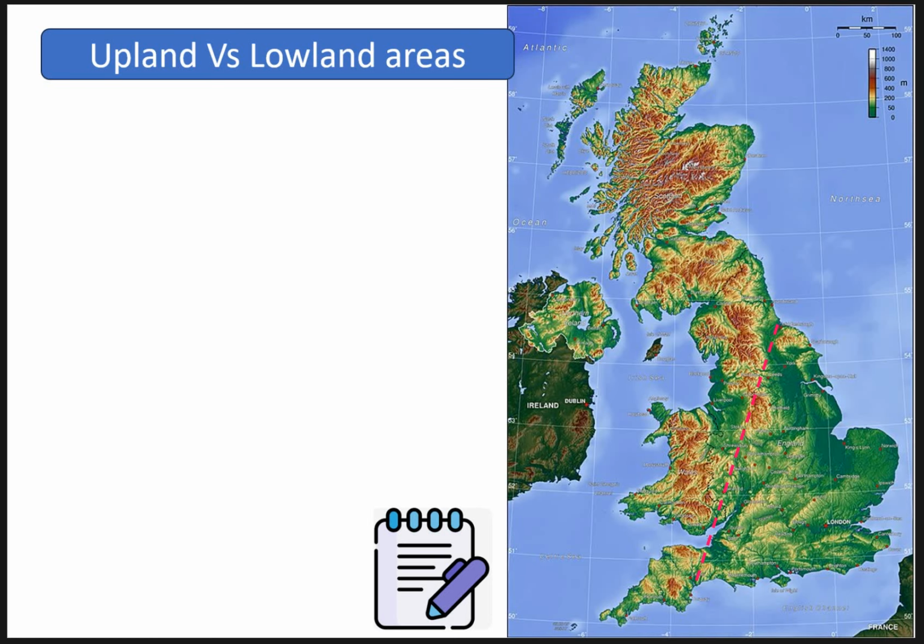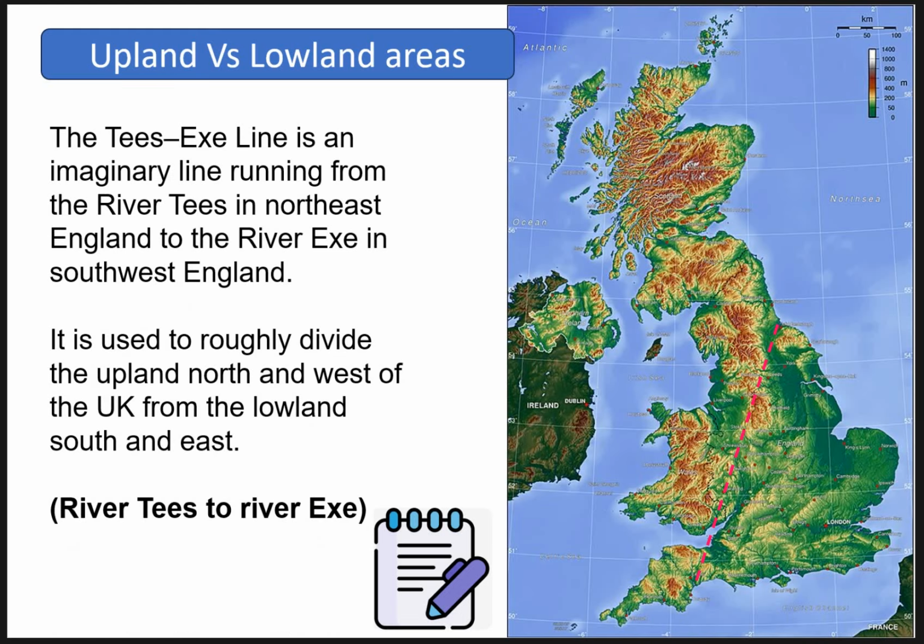Okay, so a recap on these upland and lowland areas. We're going to put everything together here. Geographers often use something called the Exe Line. It's not a real physical feature, it's an imaginary line running from the River Tees in the northeast of England to the River Exe in the southwest. You can see it here on the right hand side.